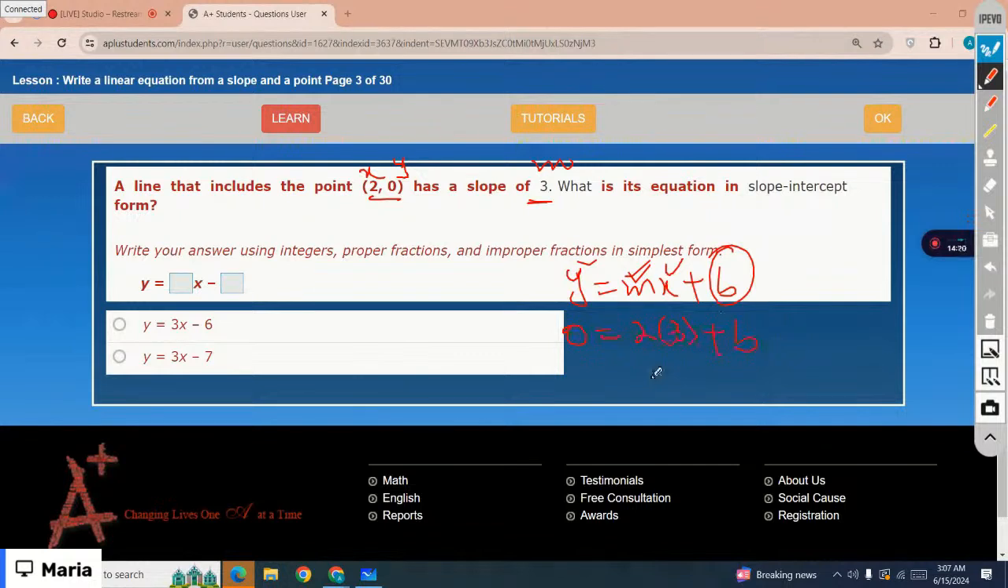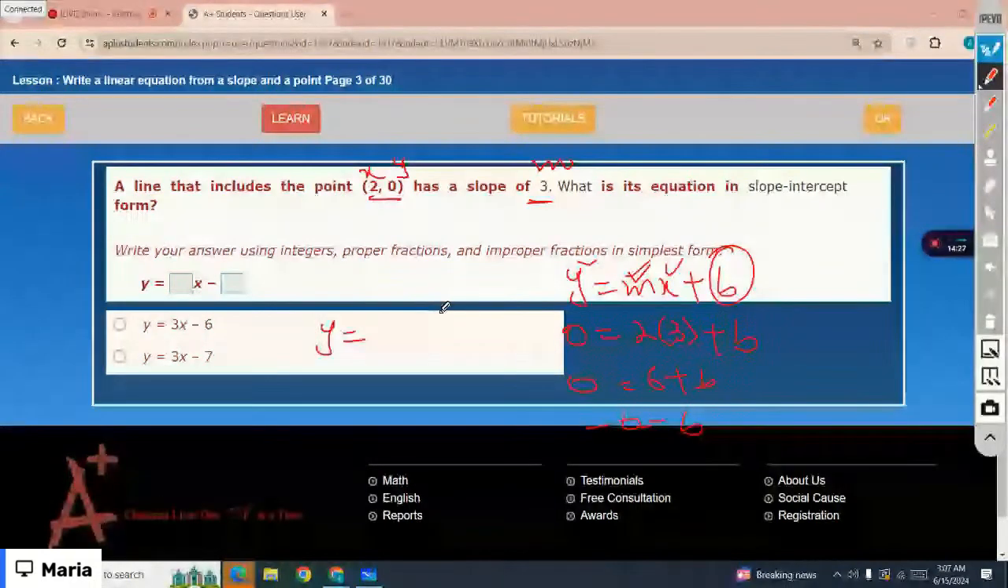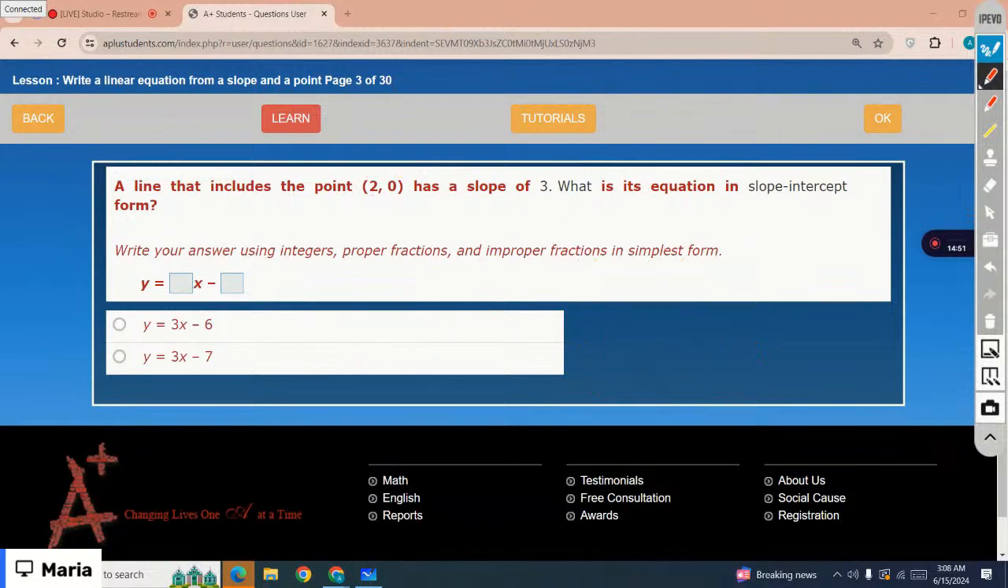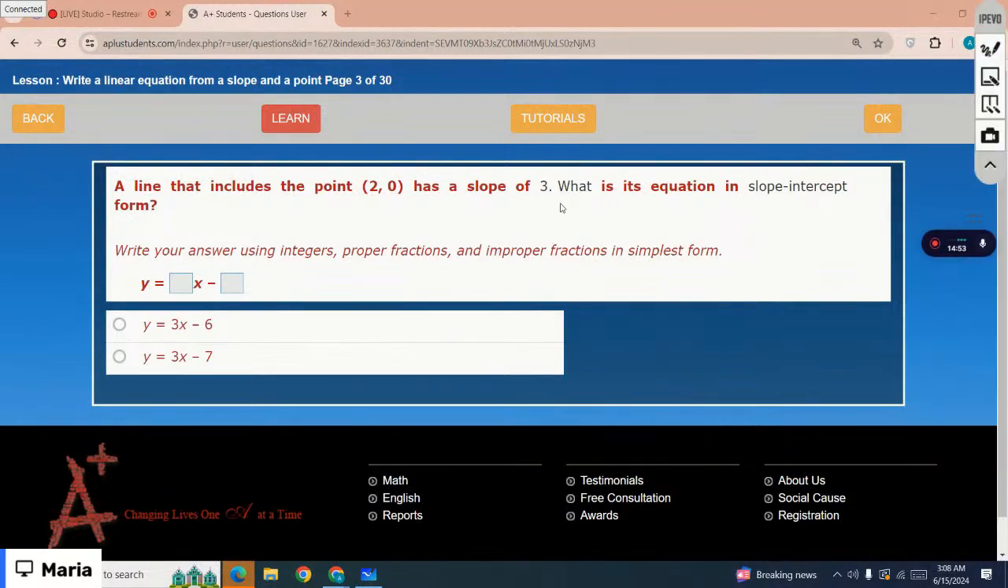So the equation is y equals mx plus b. So that would be y equals 3x minus 6. Option number 1 is the correct option. That is y equals 3x minus 6. Option number 1 is the correct option. Got it? Y equals 3x minus 6 is the correct option.